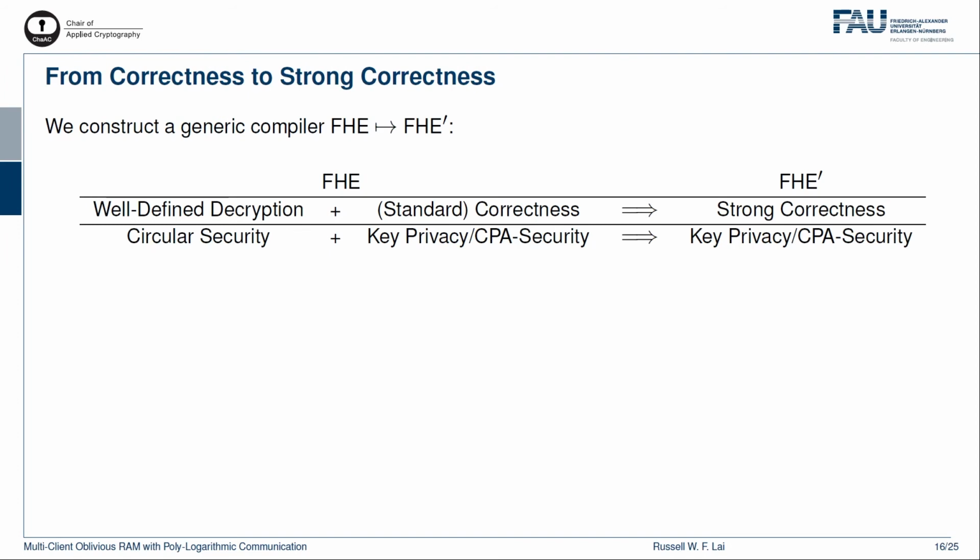We show that the strong correctness of FHE is in fact not very strong, in the sense that there exists a generic compiler which turns a standard FHE scheme into a strongly correct one with mild assumptions. Specifically, assuming that the underlying FHE has well-defined decryption, which basically all FHE schemes have, we can upgrade standard correctness to strong correctness. Moreover, assuming circular security, the resulting FHE scheme retains key privacy as well as CPA security.